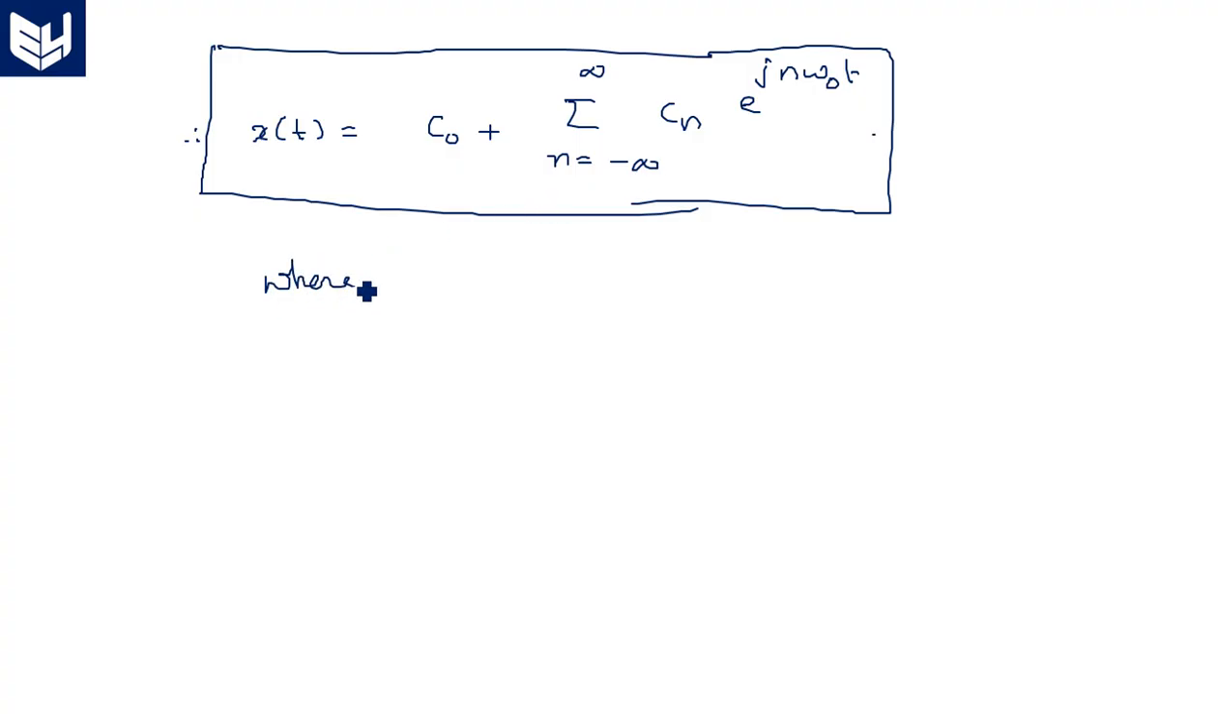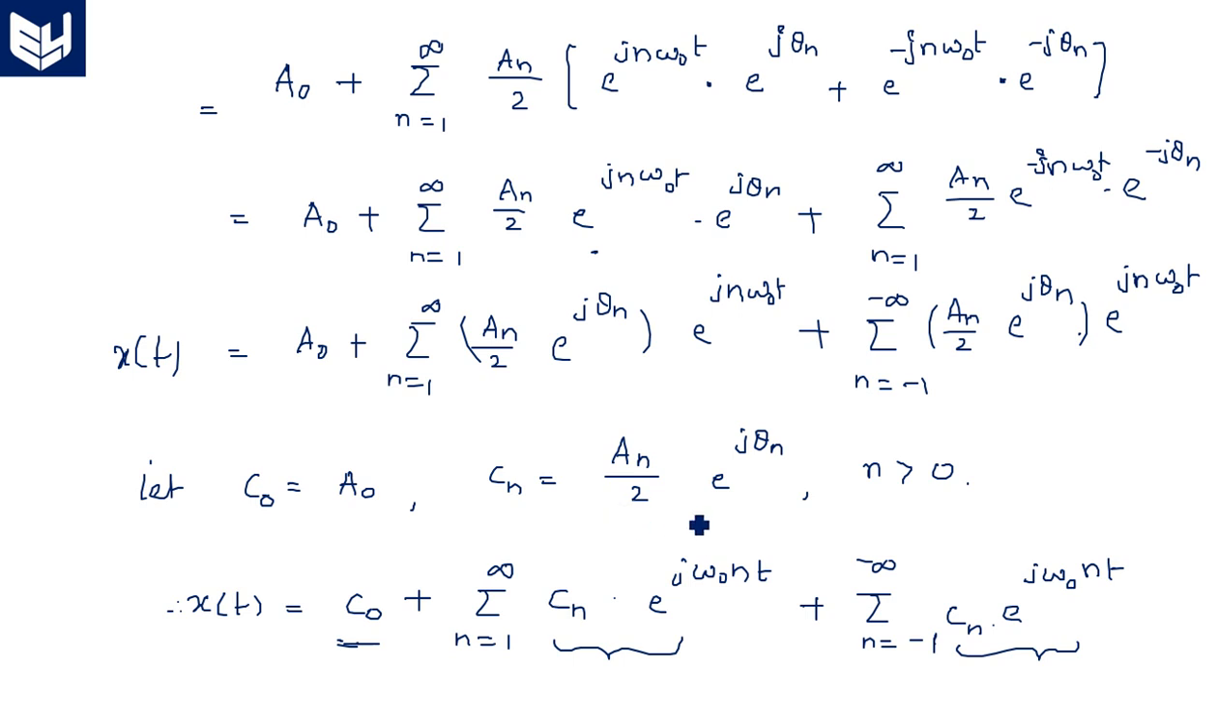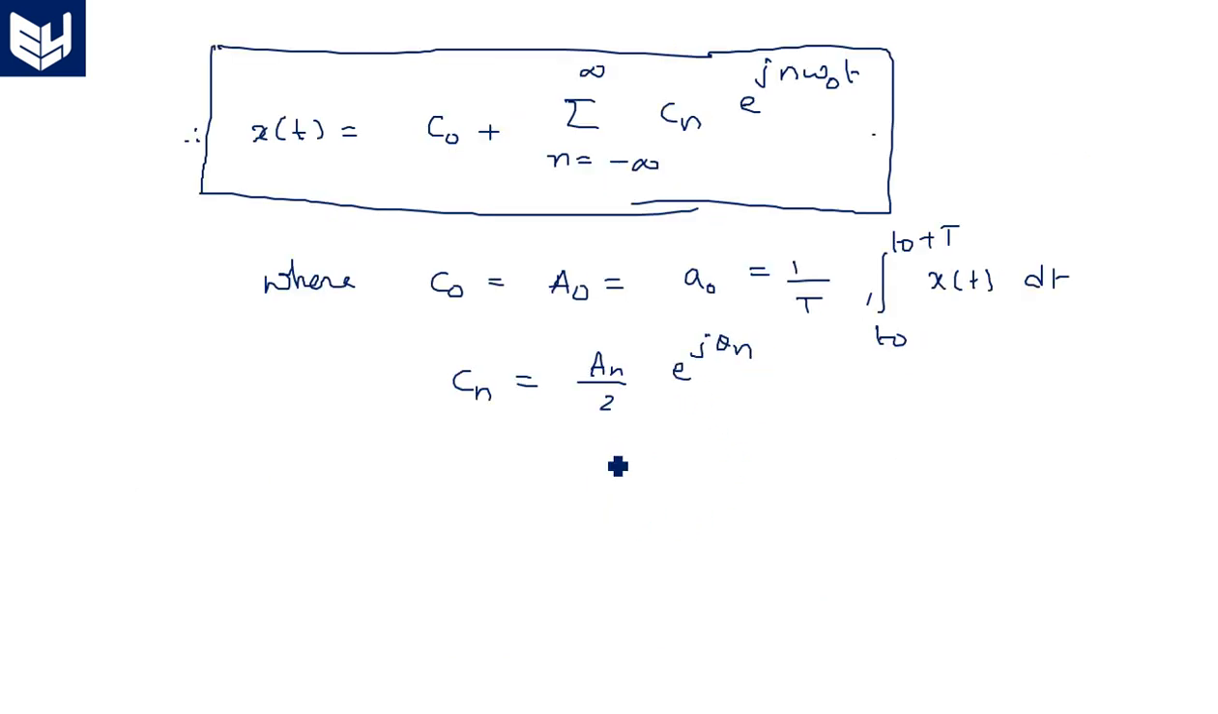Once recall what is c naught. c naught is equal to capital A naught, which is equal to small a naught, which is equal to 1 by T integral t naught to t naught plus capital T x of t dt. And cn, what is cn? cn is equal to an by 2 e power j theta n, where an is square root of an square plus bn square, and theta n is nothing but minus tan inverse of bn by an.